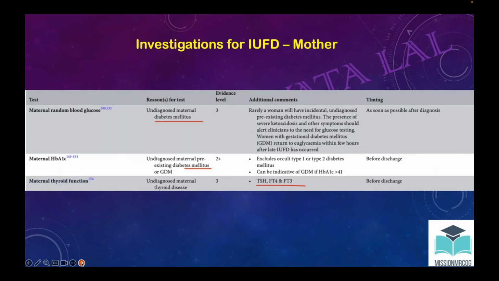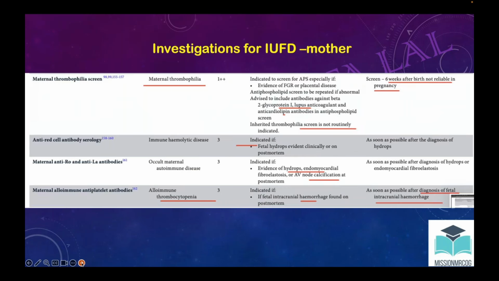Now, maternal blood glucose, and glycosylated hemoglobin if there is undiagnosed diabetes mellitus, and thyroid function if the patient has an undiagnosed thyroid condition. Apart from this, thrombophilia screen. We already know that if there has been placental disease, then they will do it. So, antiphospholipid antibodies basically, and inherited thrombophilia screen is not done routinely, and if the screen is done then it would be repeated also for the confirmation.